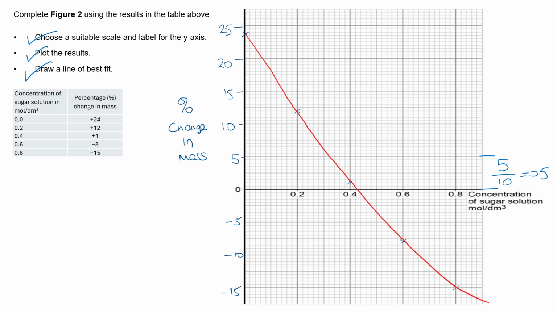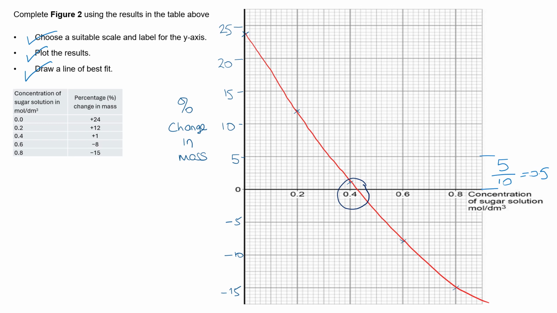Do not use a ruler. Once you've drawn in your line of best fit, you can then work out what the concentration of the cell sap is inside the cells. This is where your line of best fit crosses the x-axis here.